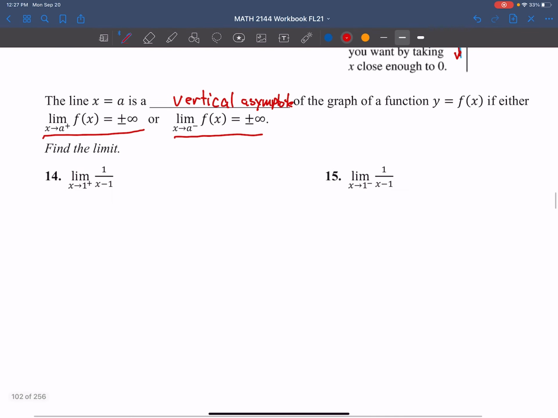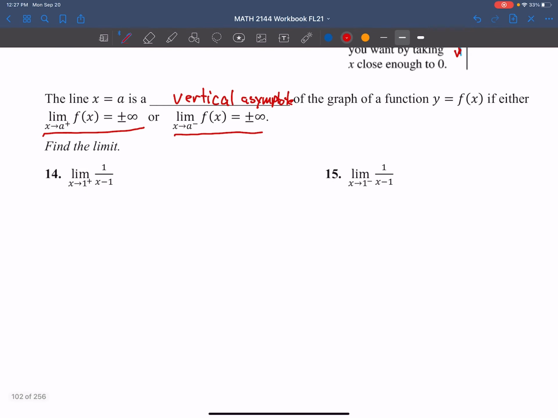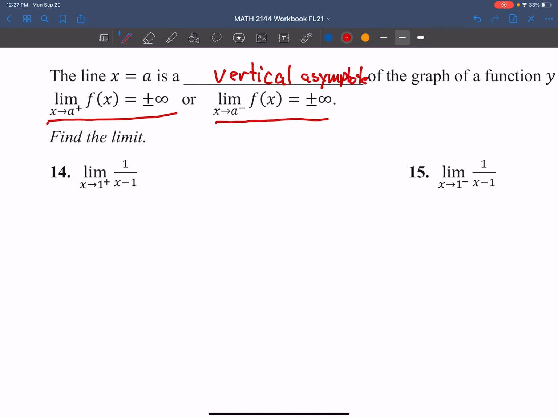So find the limit. Well, this is a little bit tricky because what should you always try to do when you find a limit? You should always just try to plug it in. If I do that, I get 1 over 1 minus 1, which is 1 over 0. 1 over 0, okay, it's not indeterminate, so I can't factor and cancel that. But what this tells me is that there's a vertical asymptote at x equal to 1.